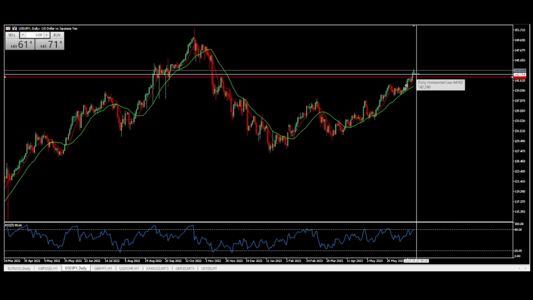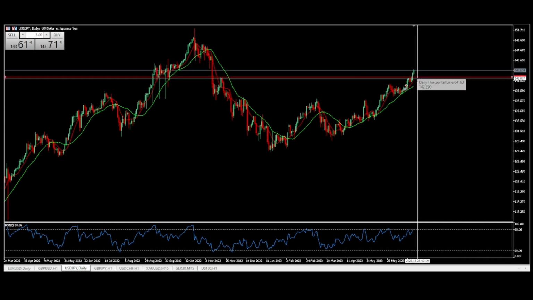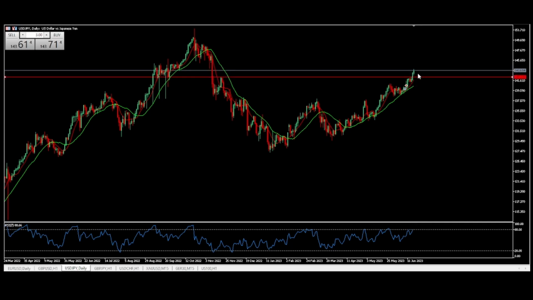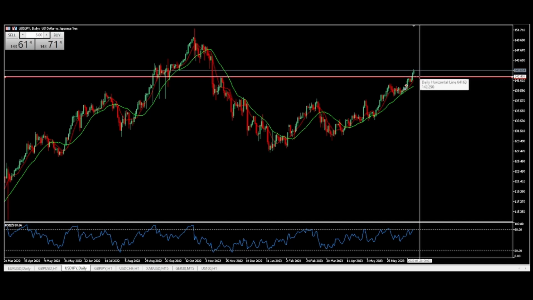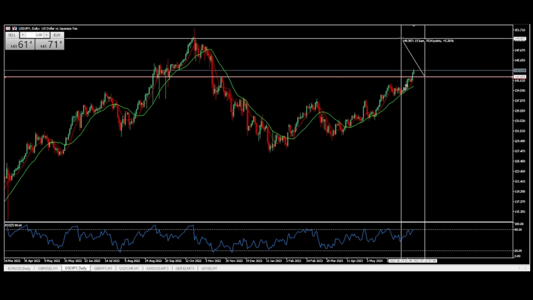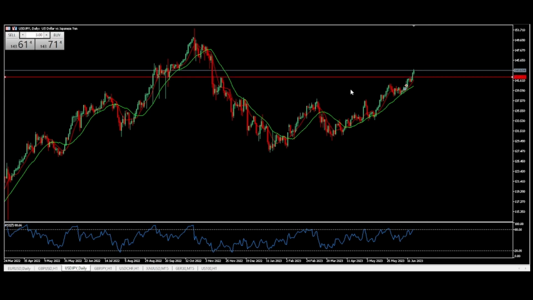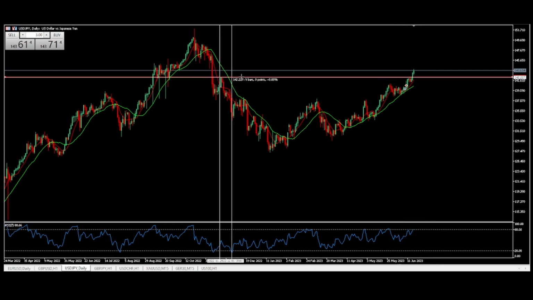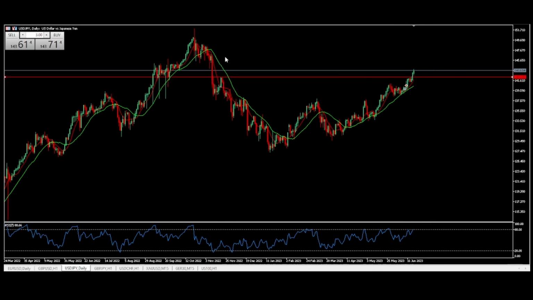if this resistance level, which is now going to become support, if this support level holds, then I can see price going to these highs here and meeting up with the previous peak. So we've got quite a bit of a move here that we can anticipate if things go well. Because price has broken above this zone, I would be keen on looking at some long entries. So my sentiment on this chart is pretty bullish.